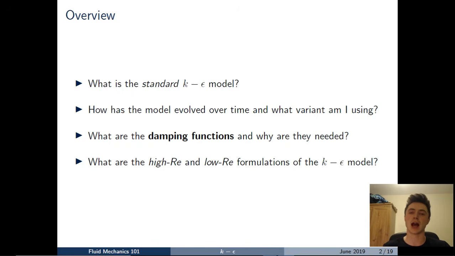I'm then going to look at how the model has evolved over time and what variant you are using in your CFD codes today. I'm then going to go on to look at what damping functions are and why they are needed in the k-epsilon model. And finally, I'm briefly going to look at what the high Reynolds number and low Reynolds number variants of the k-epsilon model are. I really think in today's talk you're going to find it useful, as I'm going to provide some deeper insights into the k-epsilon model which you may use in your day-to-day CFD career, and I really think you'll find this talk very useful.